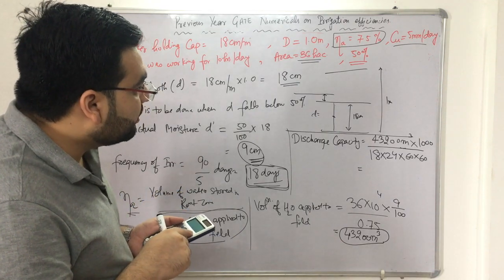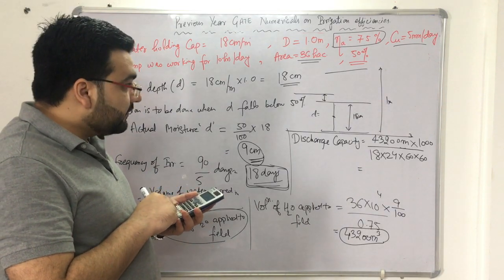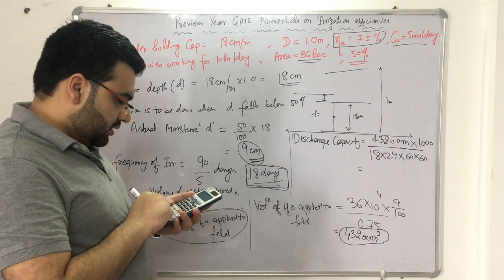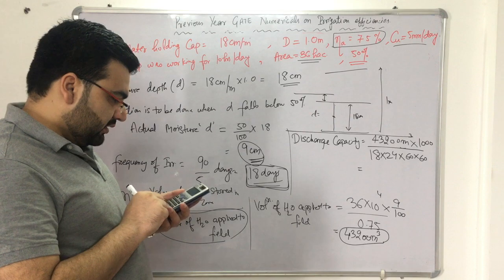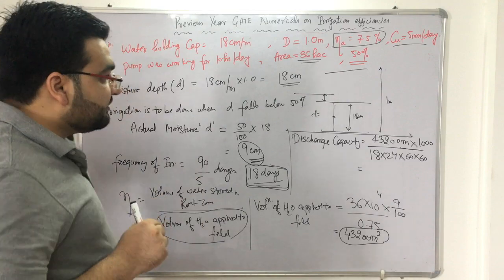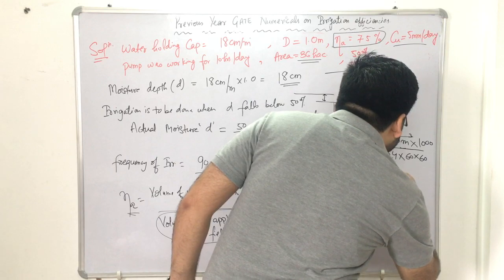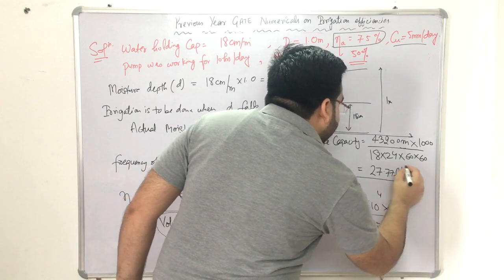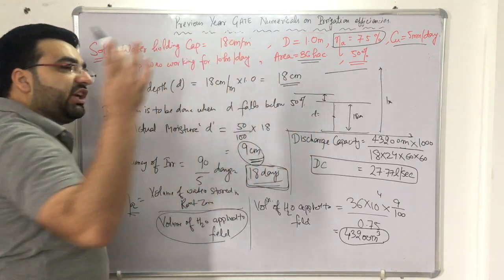So this is 4320. Let me calculate again, I have made some mistake. So this is equal to 4320 divided by 18 divided by 24 divided by 3600, into 1000. It comes out to be 27.77 liters per second, right? So 27.77 liters per second. This is the discharge capacity. So for every second, 27.77 liters has to be discharged to fulfill this irrigation capacity.